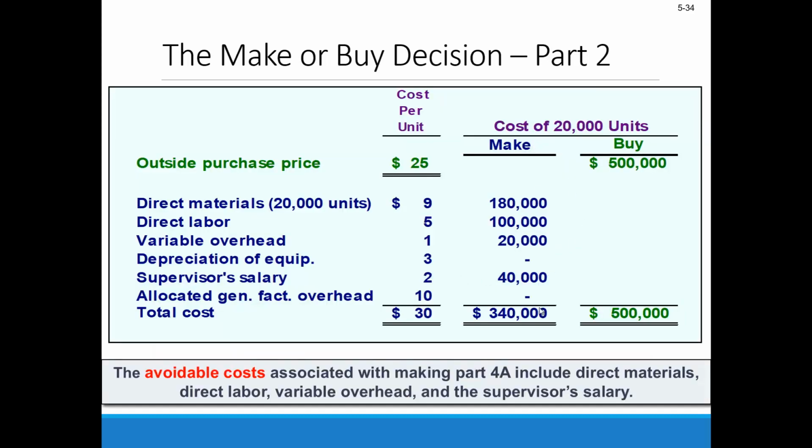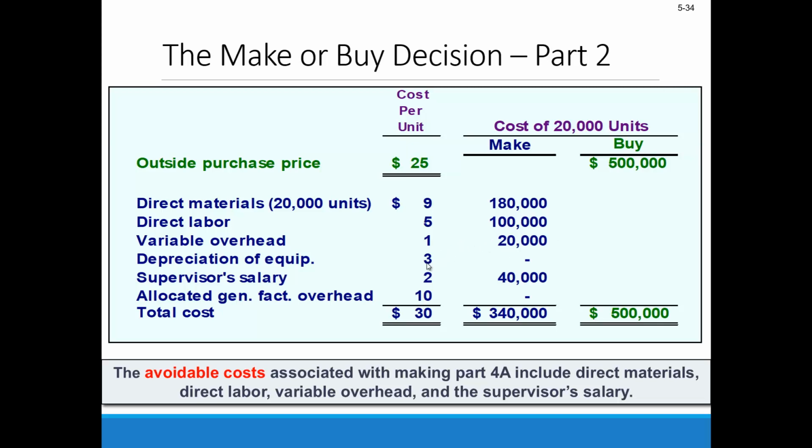So one thing we can do is, again, just lay this stuff side by side and think about what costs remain and what costs go away. So if we buy this thing from the supplier, we were going to pay $25 a unit for 20,000 units, so a total of $500,000. If we make this thing, we've got the direct materials cost, that's entirely variable, so that would all remain. $9 times the 20,000 units, or $180,000. Labor, truly variable, so that all remains as well. Variable overhead, also by definition variable, so that stays.